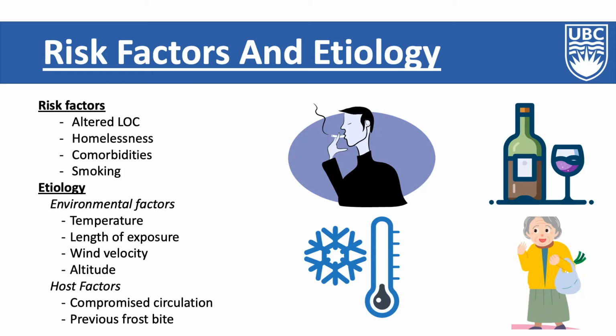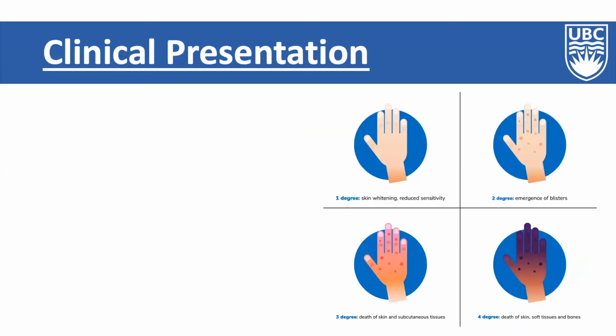In regards to host factors, this includes compromised circulation. For example, if someone has pulmonary vascular disease, if they smoke, or if they're wearing tight clothing. Next, another host factor is also if they had a previous frostbite, which actually doubles your risk of another frostbite. In regards to clinical presentations, there are 4 stages to a frostbite.